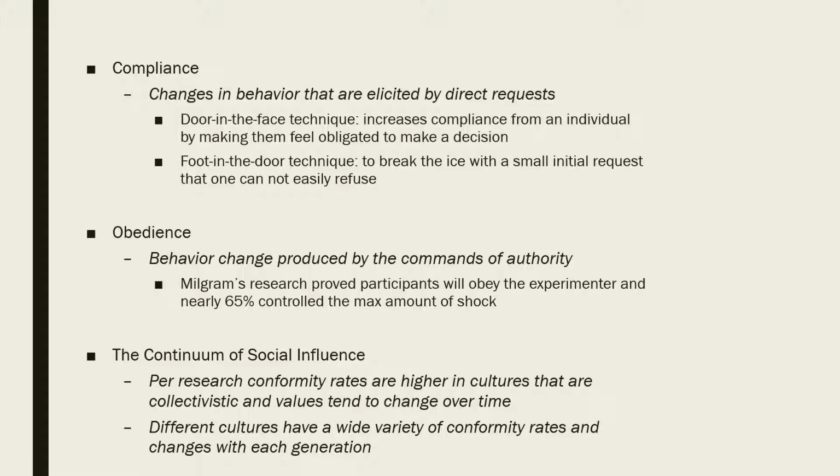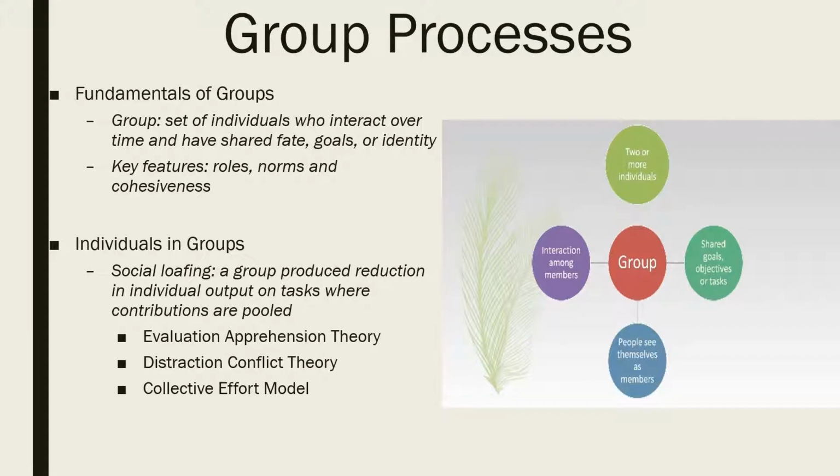Last is the variety of social influence. This is proved by research where conformity rates are higher in cultures that are collectivistic and values tend to change over time. And it also is seen different cultures have a wide variety of conformity rates, and this will change with each generation. On this slide, we will look at group processes, including fundamentals of groups, individuals in groups.